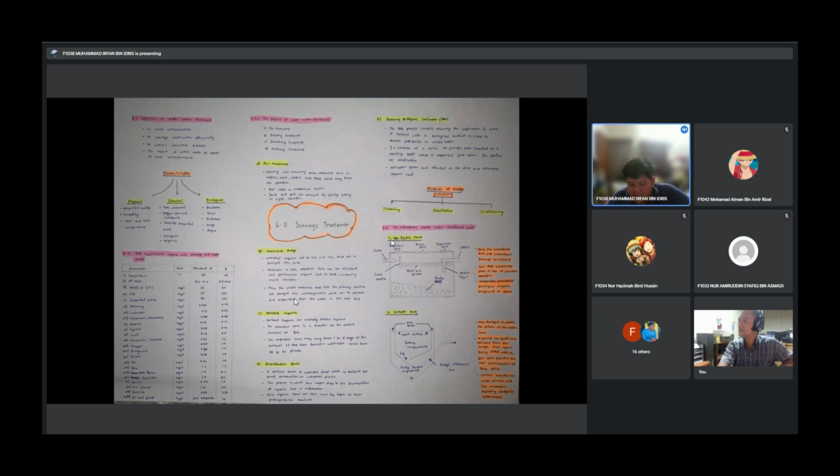There are 3 methods of sludge processing. There is thickening, stabilization, and conditioning. And there are 3 individual wastewater treatment units. There is septic tank, imhoff tank, and super septic system. That's all from me. Thank you.